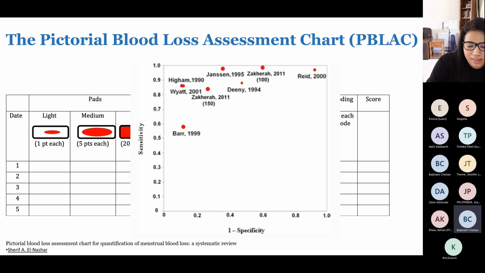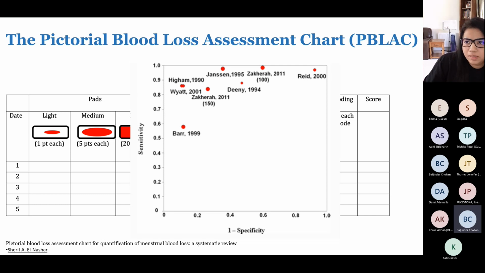Obviously they had to evaluate to see if this thing is working or not. How sensitive or specific is this? Is this a good tool for us to use? All of my references for everything that I'm quoting are somewhere on the slide. You can see there's a systematic review that was done, and they looked at all the papers where a pictorial blood loss assessment chart was used to see if this is actually a good tool to use or not.